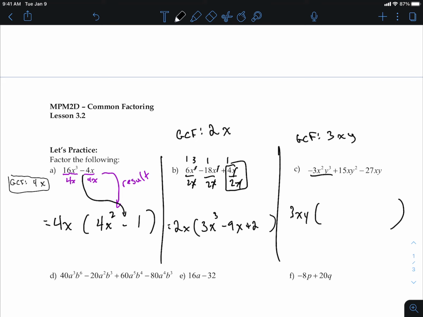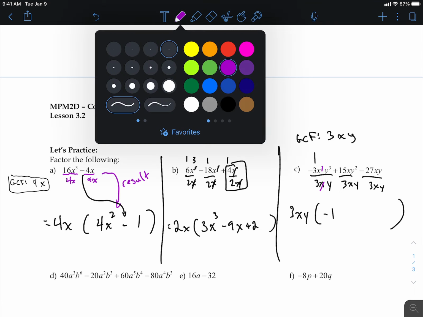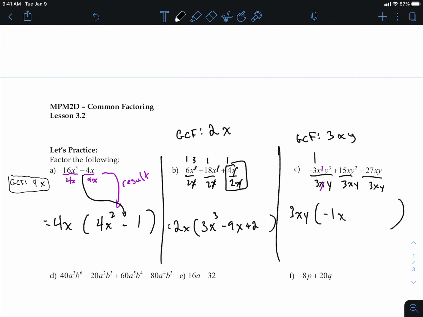All you're doing again is dividing all three terms by 3xy. So in the first one, negative 3 divided by 3 is going to be negative 1. And x cancels with an x up there, so you're going to get just x left. And then a y cancels with one of the y's, you're going to get a 2, so y squared. That's fine. Move on to the next term.